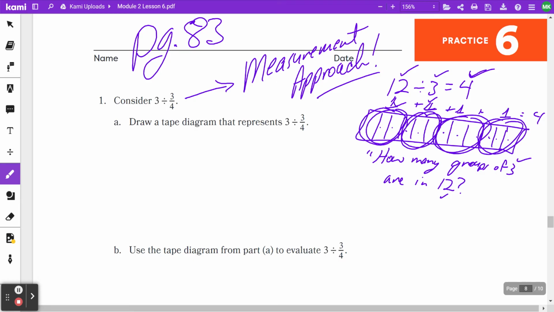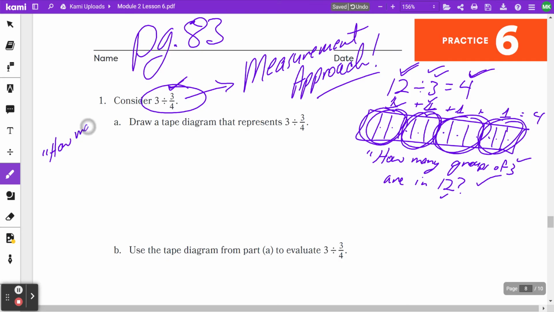Okay. So let's apply what we just did over here. Now we're not dividing a whole number or making whole groups. We're actually making partial groups, partial values, but we're making groups that are all the same. So watch what happens here. Over here we had how many groups of 3 are in 12. Now we have how many groups of 3/4. I love just writing out my little statement of what's going on here.